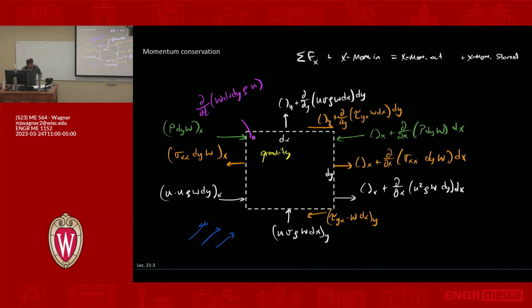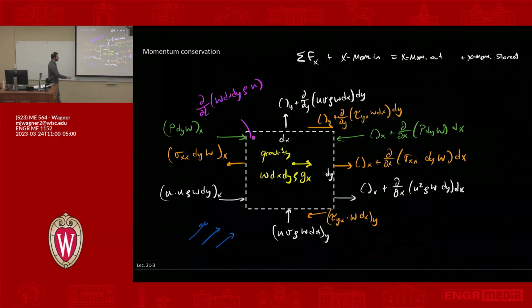So gravity is going to be w dx dy, our volume, times our density, times the gravity component in the x direction. Always remember, we're doing this in the x direction. So we'll do the same thing in y, but you want to capture just the gravity component in the x direction here.